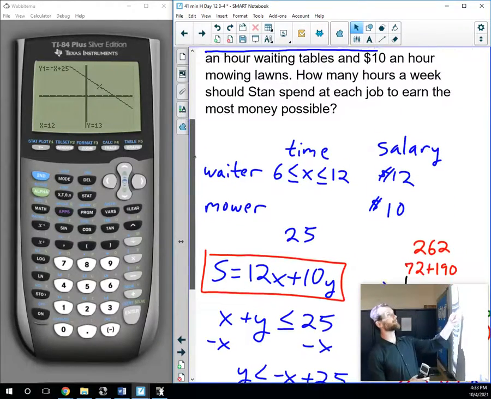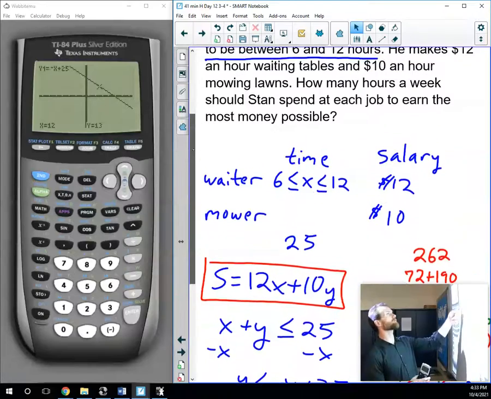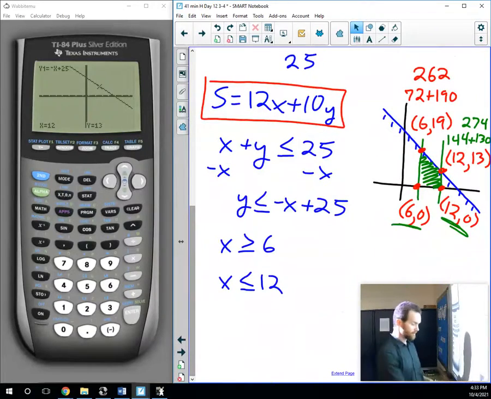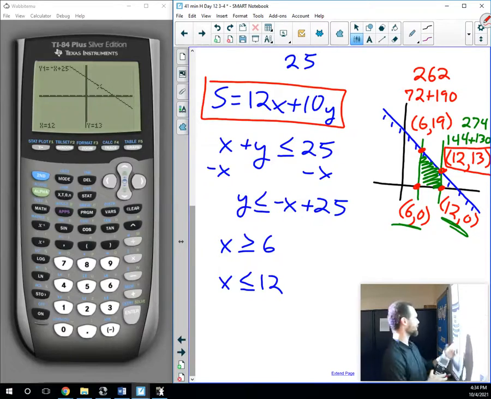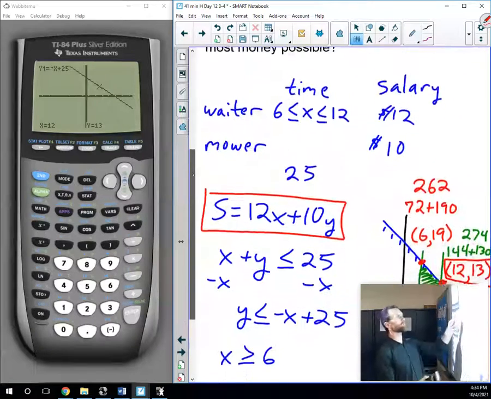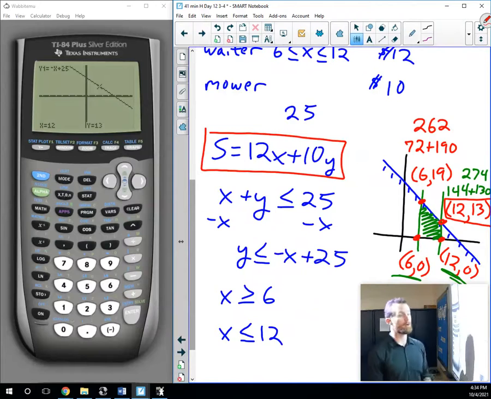So what were they asking us for? How many hours a week should Stan spend in his job to earn the most money possible? Well, let's see. He should spend 12 hours at X and 13 at Y. I've forgotten which one was which. So 12 hours waiting tables and 13 hours mowing his neighbor's lawns. All right, so that's our answer to this one.